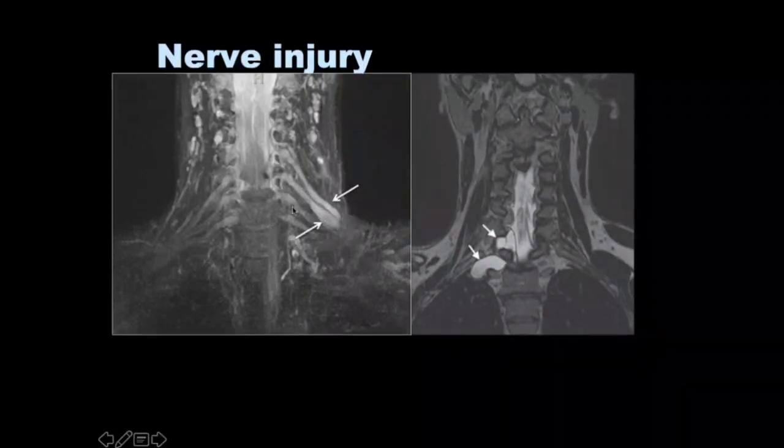So this is like a traction injury, and there's another example where there has been a root avulsion and has led to a pseudomeningocele formation.